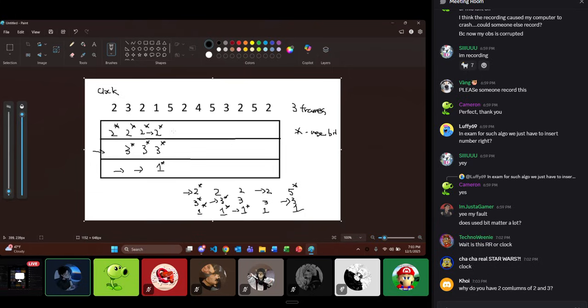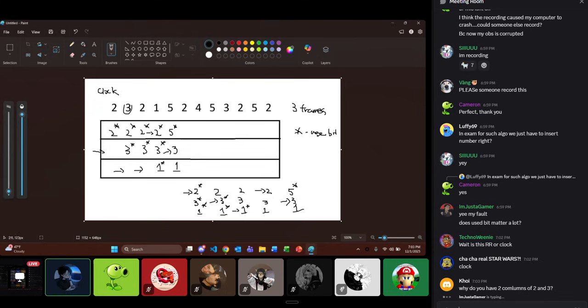So because we replaced 5 successfully now, we just write it down in the pages. So 5 use bit, 3 don't have a use bit, and then 1, without a use bit. Why do you have 2 columns of 2 and 3? 2 columns of 2 and 3.